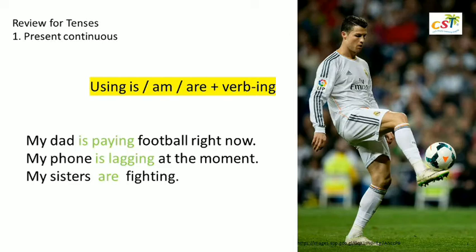Next is about present continuous. As the word suggests, continuous and present: happening at the moment. So you use present continuous to say something that is happening right now, yang sedang terjadi sekarang. For example, my dad is playing football right now. Is your dad Ronaldo? My phone is lagging at the moment, so I can't use it.